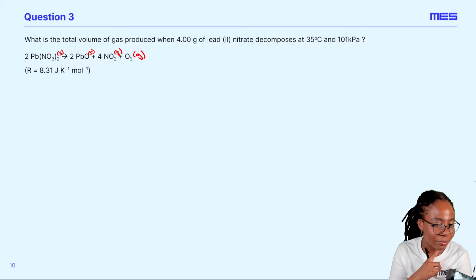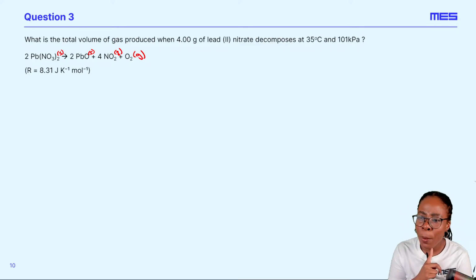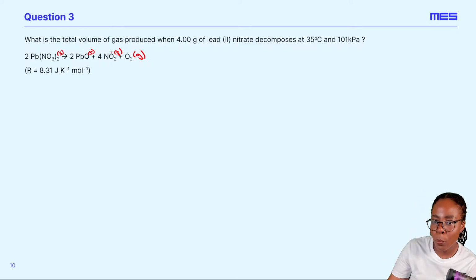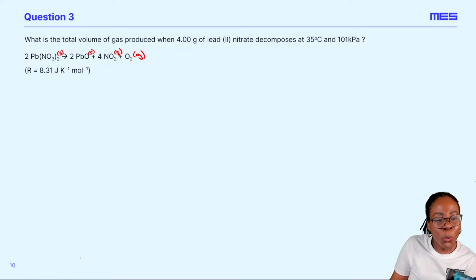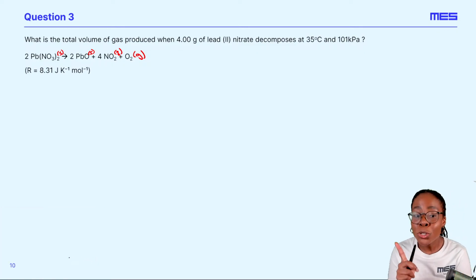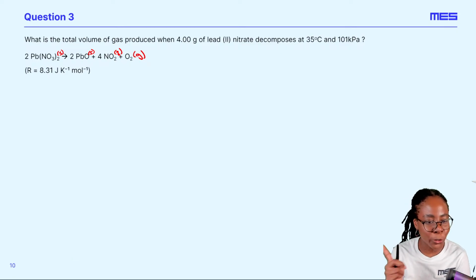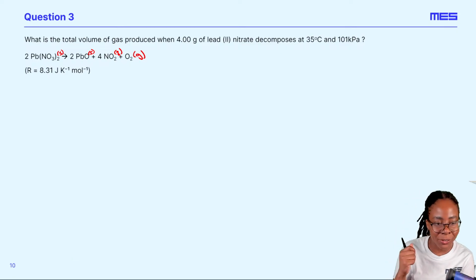Where do we start? Because we've got a bunch of information. We've got the mass of something, and then we've also got a temperature, we've also got a pressure, and we've also been given the gas constant R. So what does that suggest about where we're starting or what we're going to have to use in this calculation? So George, we will need to do some conversion of units. We will need to do some ideal gas equation.